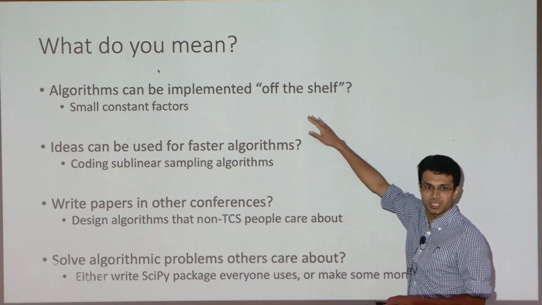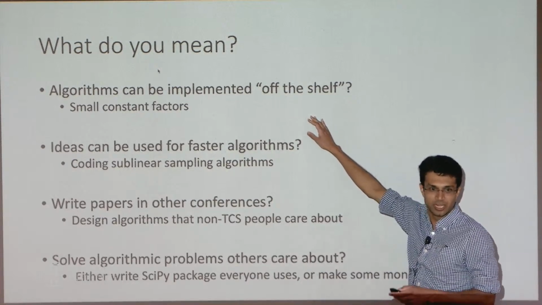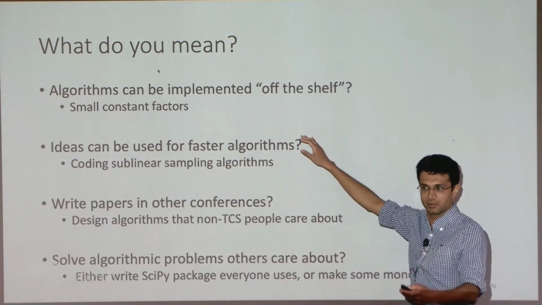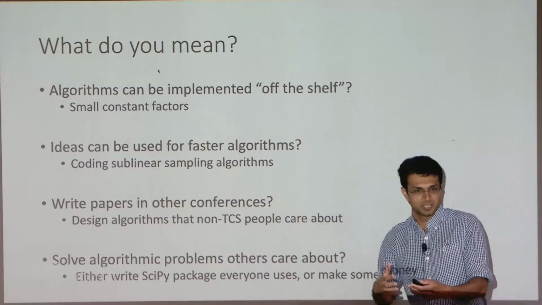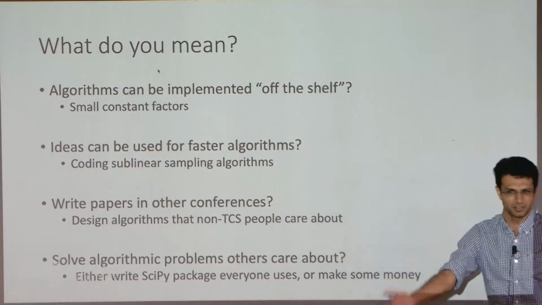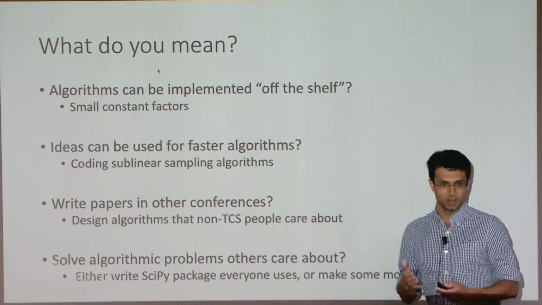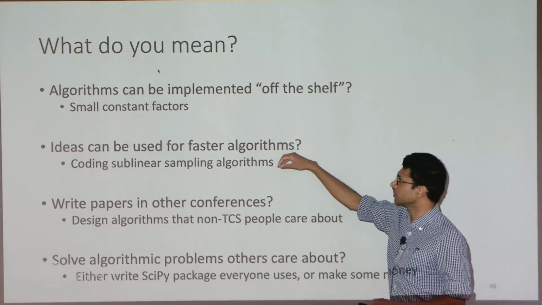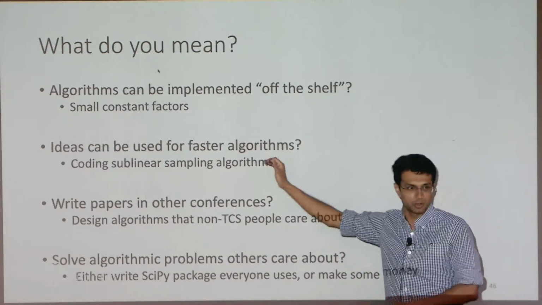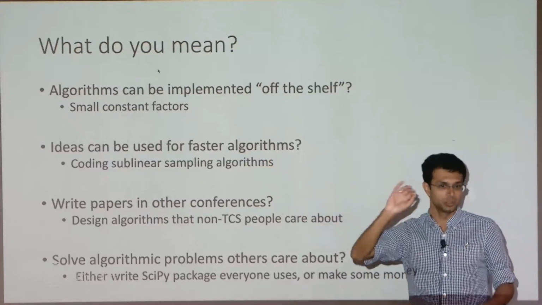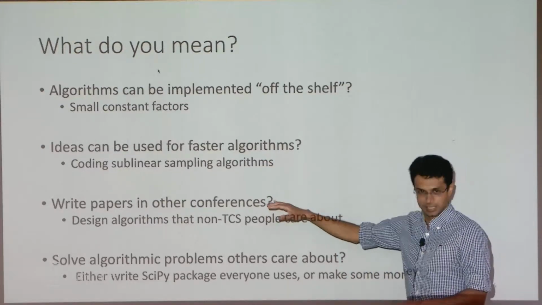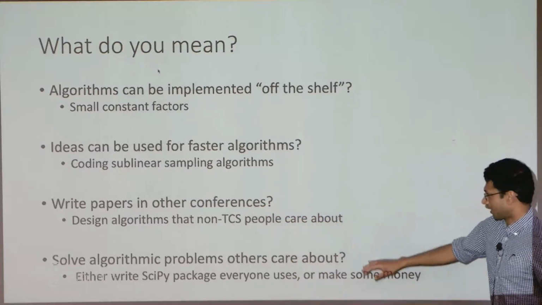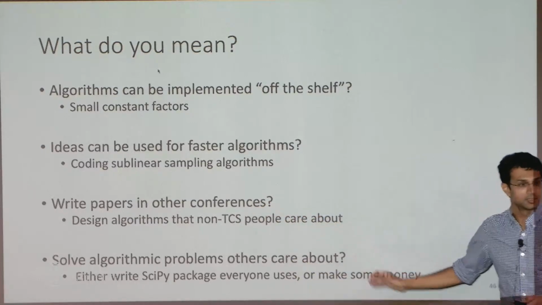So for the first one, I think the answer is no. You would not take the algorithm as described and implement it, because it's described to optimize a particular thing. Like we do lots of geometric search and all kinds of other techniques that are not that useful. Can the ideas be used for faster algorithms? I think that's a resounding yes. Like you can take these techniques, you can implement them, and you get good algorithms. Can you write papers in other conferences? Yes. I don't know. I mean, maybe.